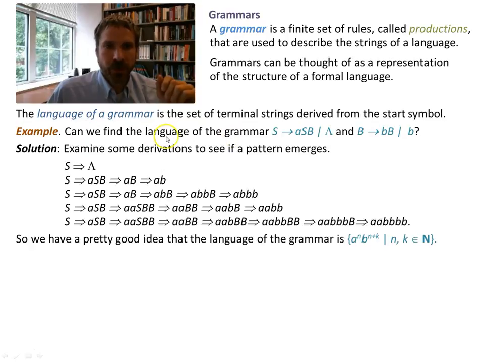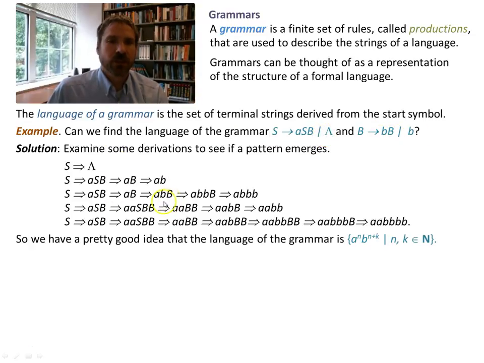So here's an example. Can we find the language that this grammar produces? The language would be all of the possible sentences that you can get out of that grammar, all of the strings that you can get from the start symbol. So my start symbol S and B here. If I get S, I go to ASB. This is the same one we talked about last time.